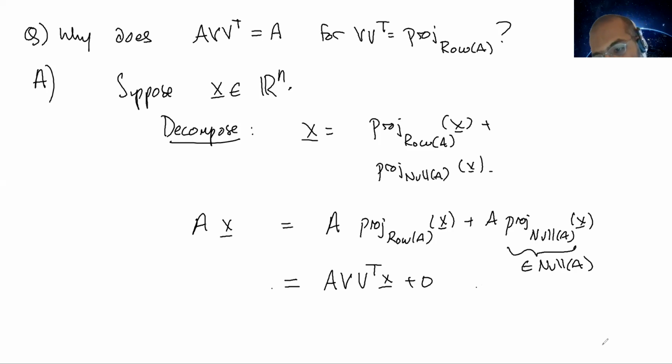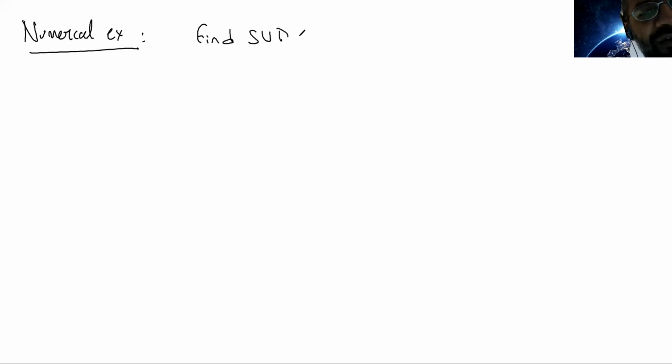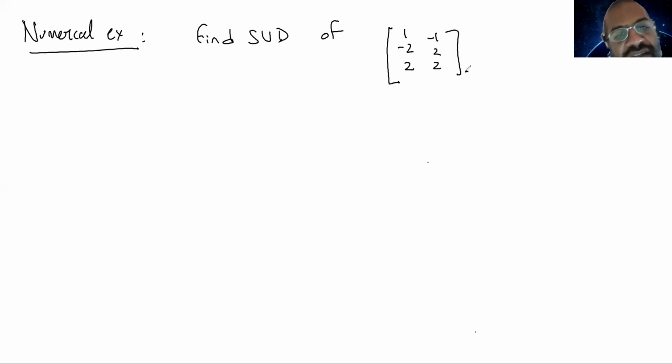Okay. Finally, let me end with a short numerical example just to try to consolidate these concepts because a lot of stuff happened here. So here's the numerical example: find the SVD of the following matrix. This is just an example from the book. I just want to highlight the algorithm.